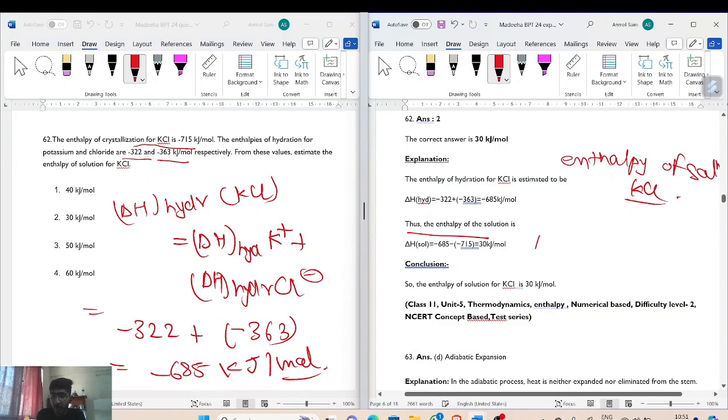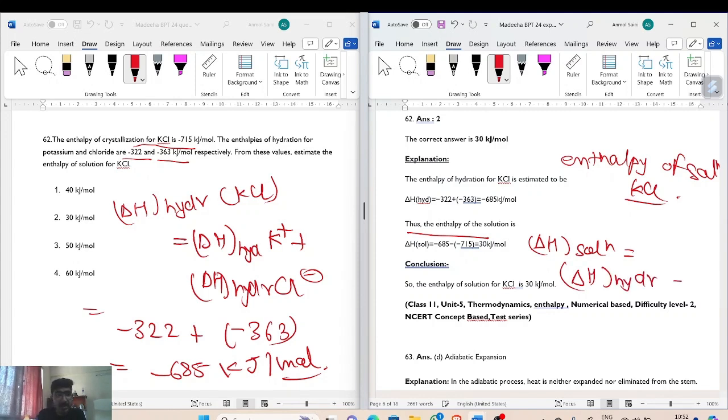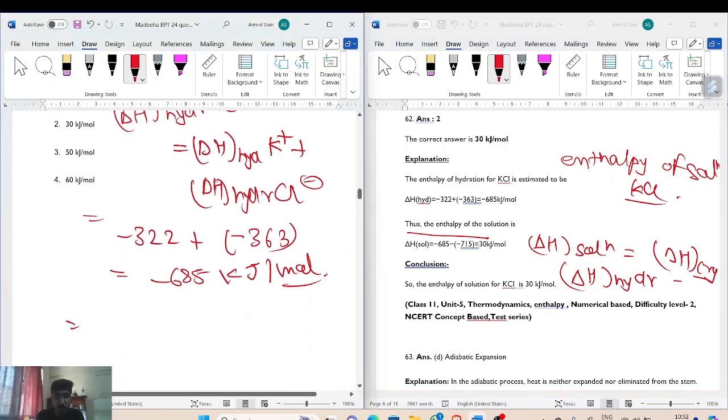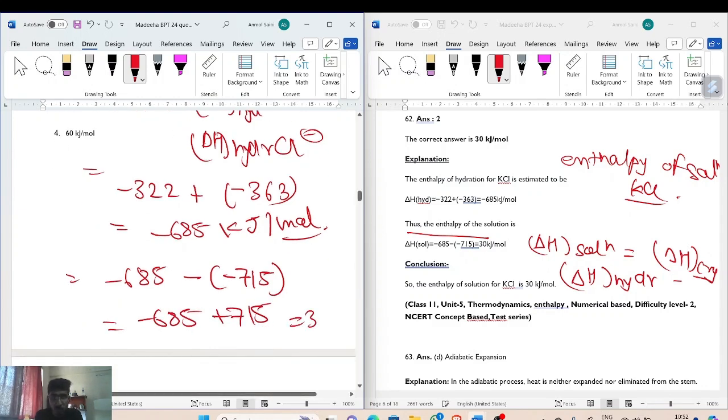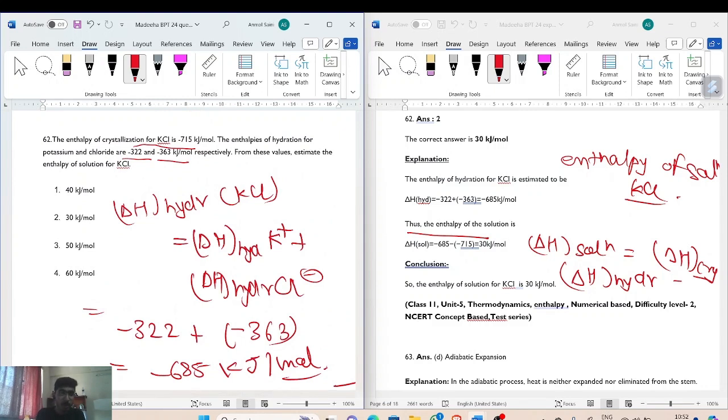Now we have to calculate the enthalpy of solution. Enthalpy of solution equals delta H of hydration minus enthalpy of crystallization. So it will be equal to minus 685 minus the value of enthalpy of crystallization, minus 715. So minus minus here will be plus: minus 685 plus 715, which equals 30 kilojoule per mole. So our correct answer will be option number 2.